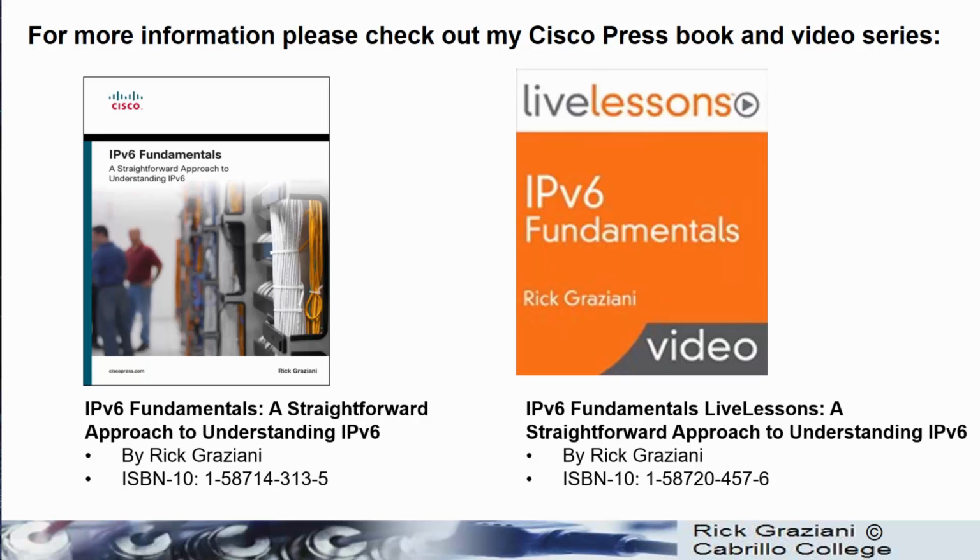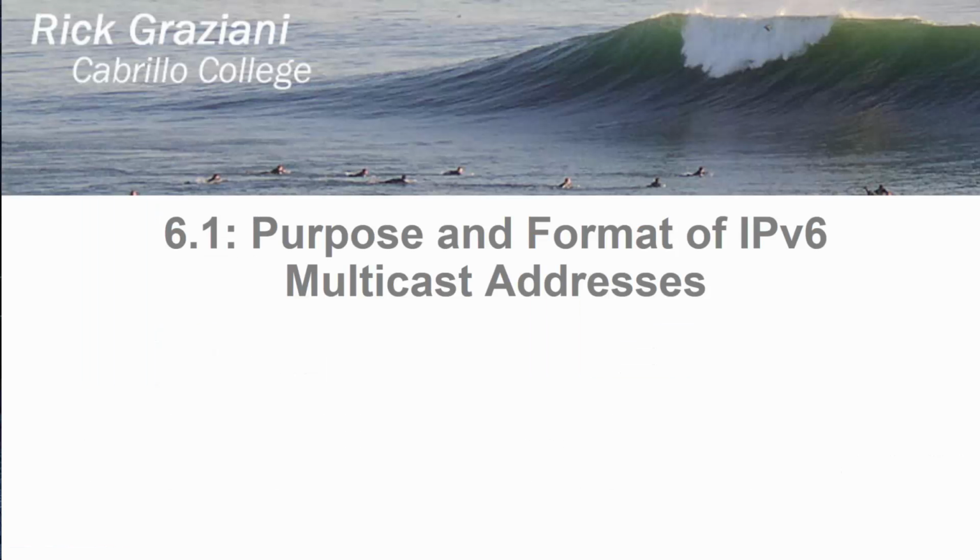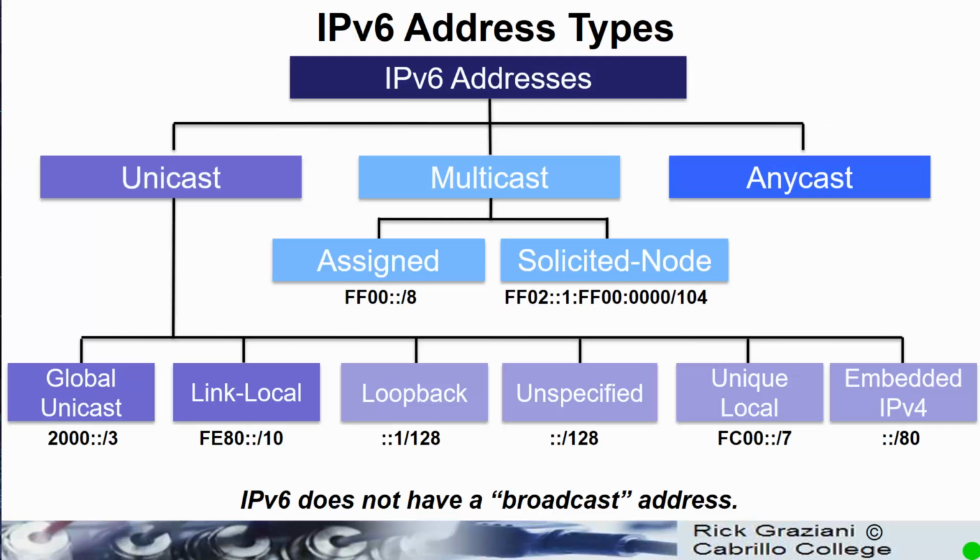I hear the ISBNs. Alright, so in Chapter 6, we're looking at multicast type addresses. We're going to be looking at the purpose and the format of a multicast address for IPv6. Again, we've already done unicast, and now we're moving on to the next section, which is multicast, both assigned and solicited nodes.